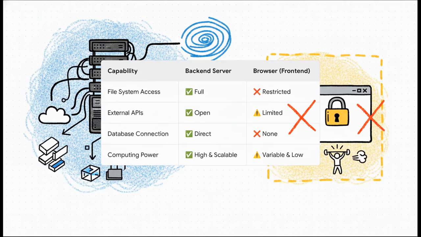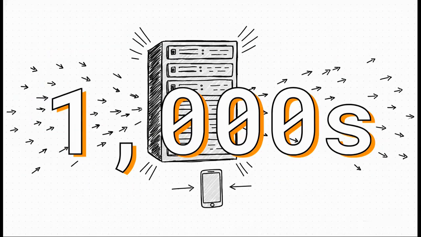Just look at how different they are. A backend server has full access to files. It has open connections to other services using things we call APIs. It's got a direct line right into the main database, and its computing power is massive and can scale up or down as needed. Your phone's browser? Nope. It's locked down to protect you, and it's just not built for that kind of heavy lifting, not even close.